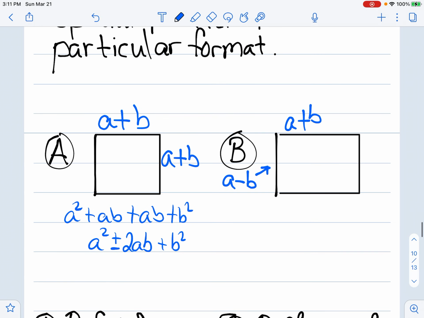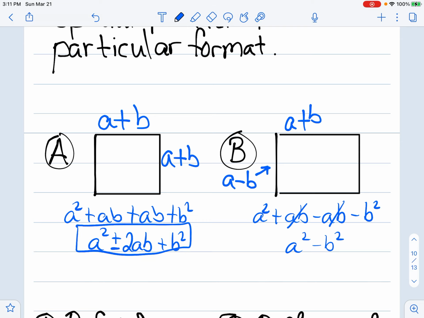So back up here in my square picture, on B up here, I can do the same thing here. I'd have a squared plus a times b minus a times b minus b squared. Okay, the ab terms cancel out. I'm left with a squared minus b squared. So these are the general formats for these special cases. We're not going to worry about this so much in this topic, but we are going to worry about it a little bit more in the next topic, okay? When we go to do the reverse of some of these procedures.